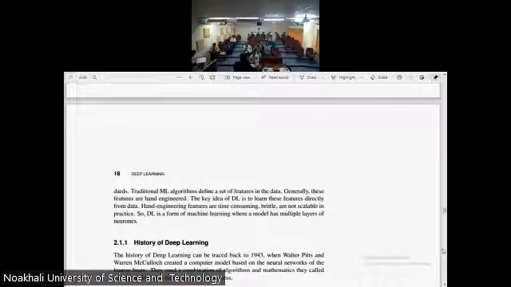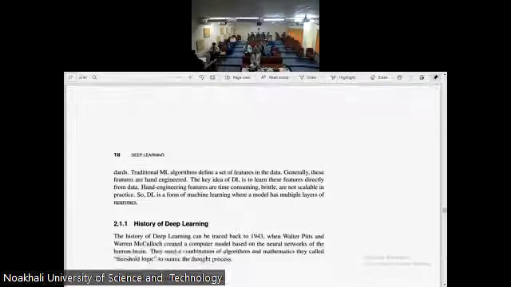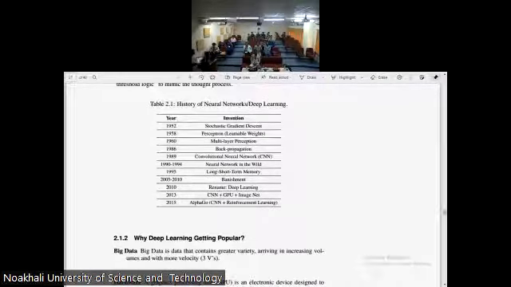So I was asking, what's the difference between deep learning and ANN, artificial neural network? They are basically the same, right? So, okay, let's briefly talk about the history of deep learning. It's not new.